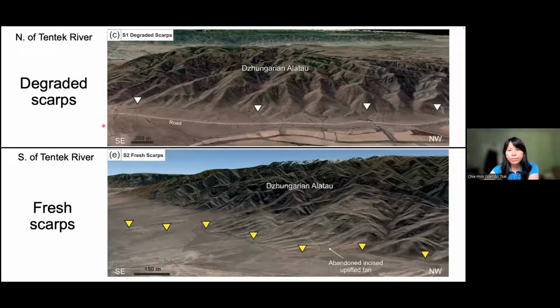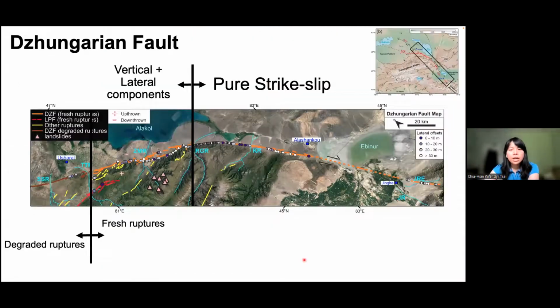In the north of the Tentek River, scarps are highly degraded with no offsets among the youngest fans, but in the south of it, fresh scarps clearly appear at the range fronts that affected the youngest alluvial fans. Besides this, another important observation is that the vertical and lateral offsets are distributed unevenly throughout the fault, which shows the northern part has oblique slip components, whereas the southern part is almost pure strike slip. We think this could result from the fault changing its strike by about 20 degrees in the middle.